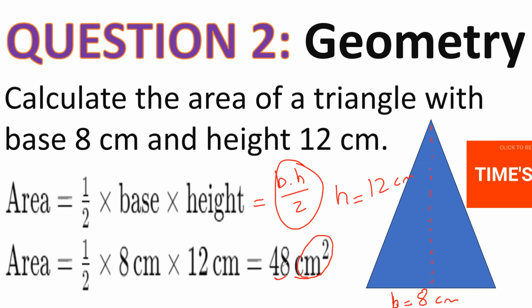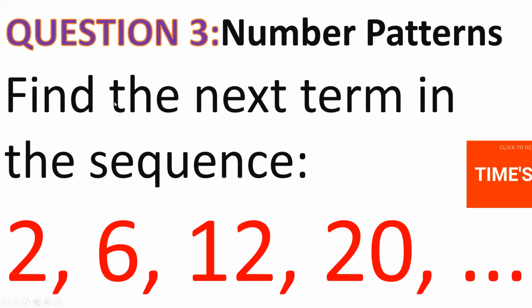So let's double check. Yeah, okay, half getting 48 centimeters square. Question 2, done. If you get 48, you have another 10 points. So far, I hope you have 20 points, 20 marks. Okay, let's continue with the next question. Question 3 is coming now.